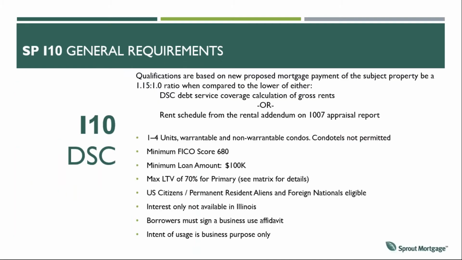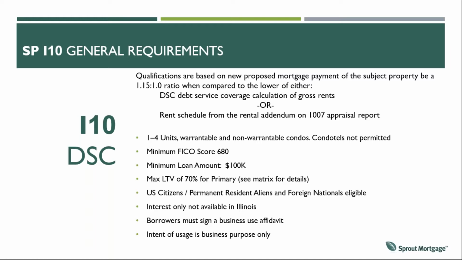All right. As I stated earlier, the rent must cover the proposed housing expense by 115%. We'll use the current lease agreement or the rent schedule from the appraisal report. Property types are 1 to 4 units, warrantable and non-warrantable condos. Condotels are not permitted on this program.